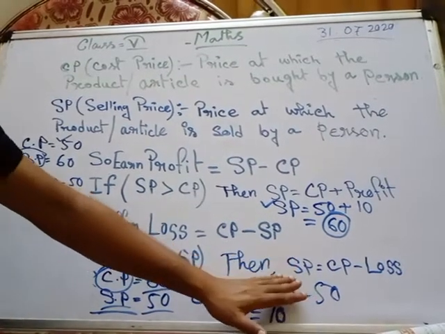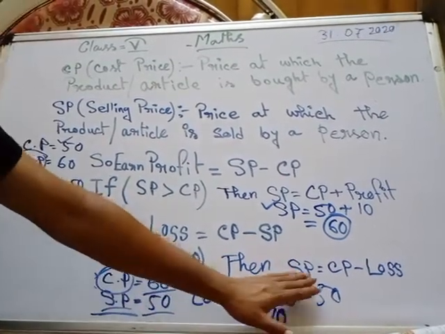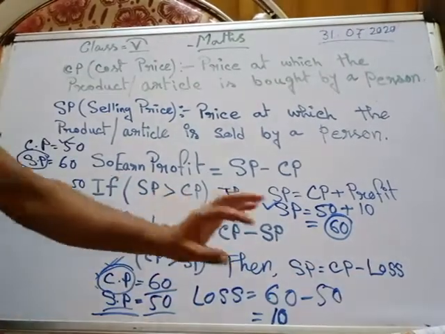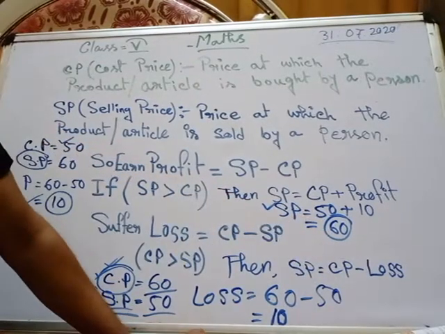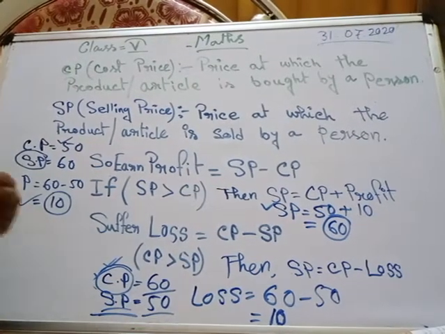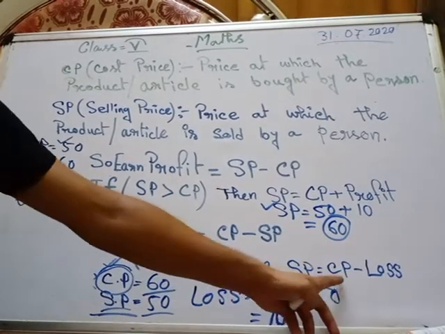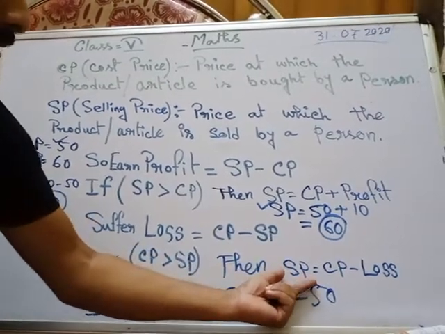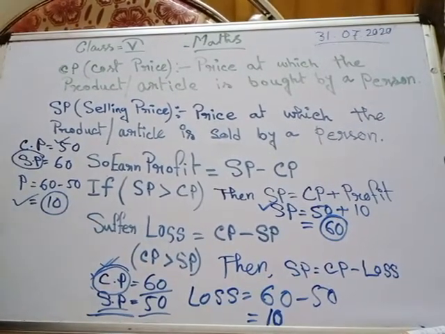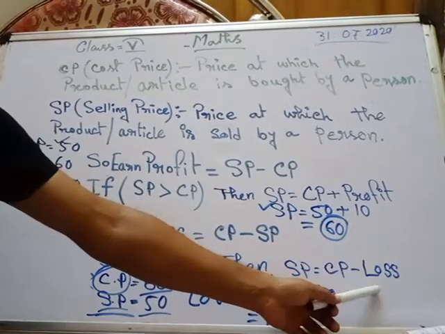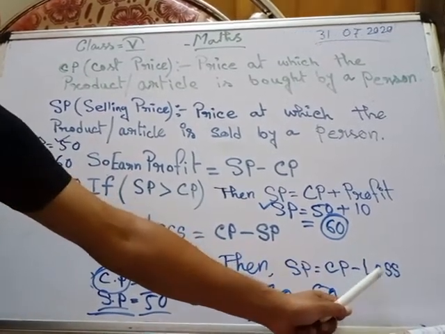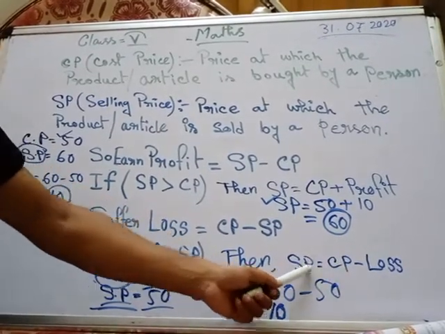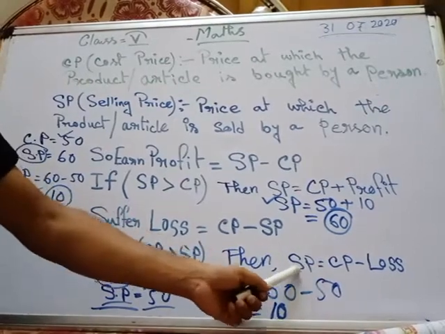Also, the selling price is equal to the cost price minus loss. Suppose you are suffering a loss. On that time you should subtract the loss from the cost price, and you will find out the selling price.